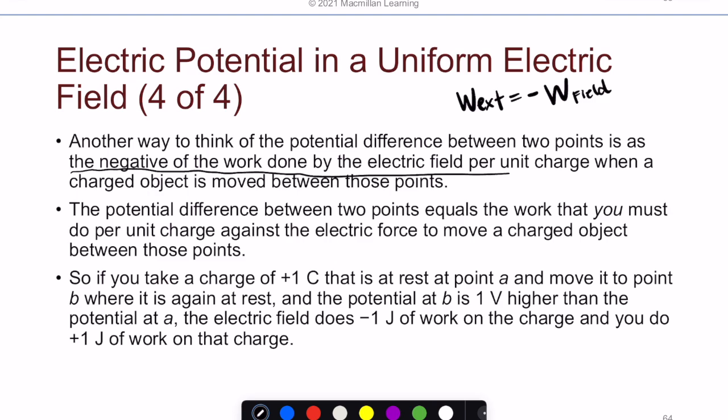We can use that same method when we talk about electric potential, and that is we can think about it as negative of the work done by the electric field, which means it's the work that you and I or an external force would have to do to overcome what the electric field wants the charge to do. So, in other words, in terms of potential difference, the potential difference between 2 points equals the work that you must do per unit charge against the electric force to move a charged object between those points.